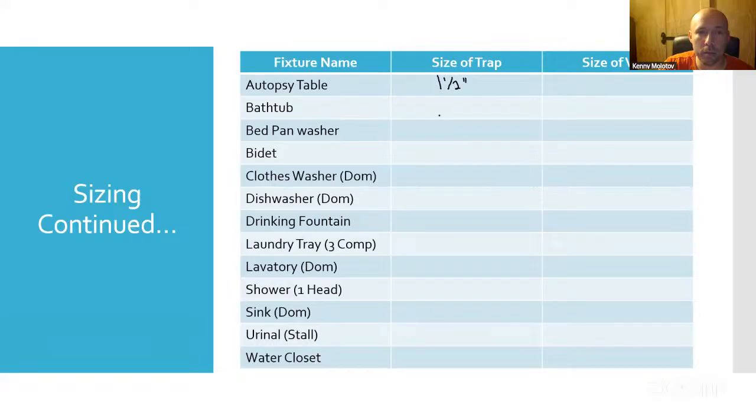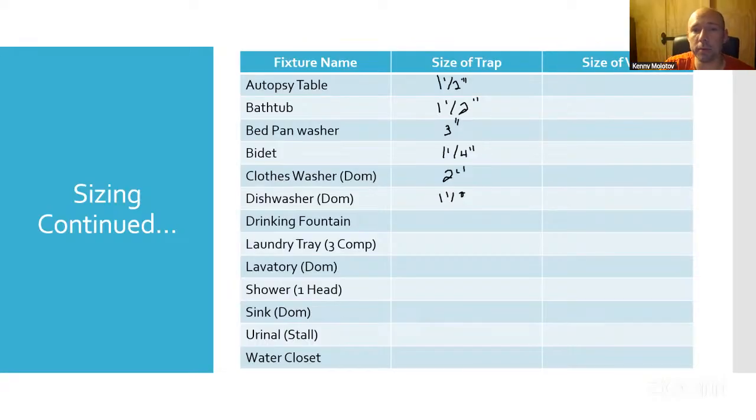Okay. Bathtub is inch and a half. Bedpan washer is 3 inch. Bidet is inch and a quarter. Clothes washer domestic is 2 inch. 2 inch trap. Dishwasher domestic is, where we at? Inch and a half. Okay, I'm going to end that there, and I'll just do the vents for you right now.